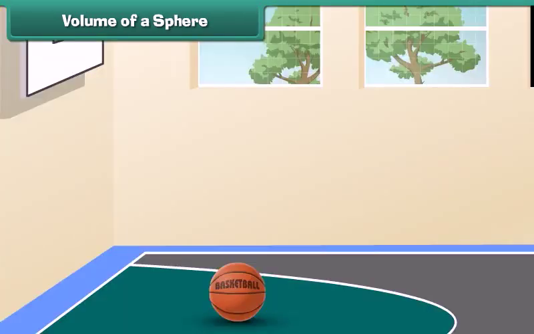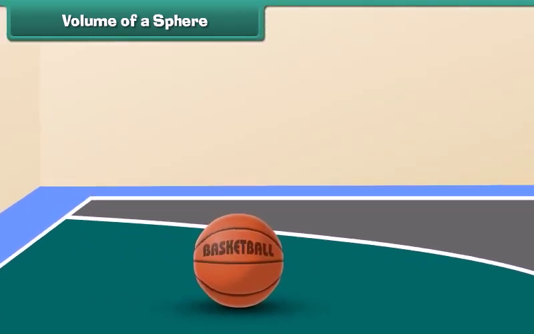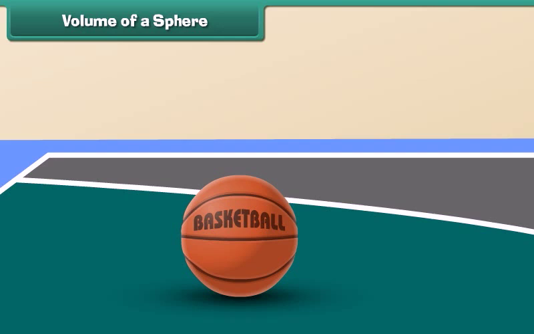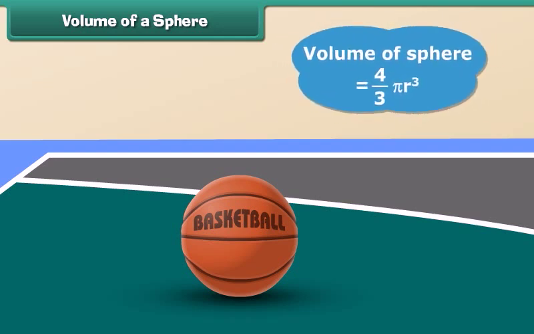What do we call this round ball? Yes, it's a sphere. It looks the same from every angle, isn't it? The formula to find the volume of this sphere, V, is 4/3 pi r cubed.